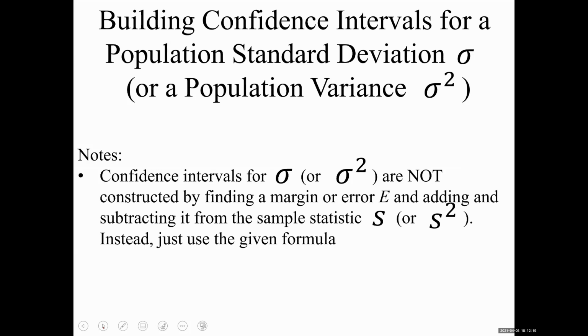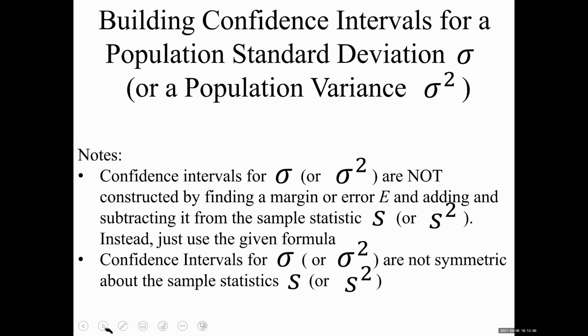Okay, and then I already mentioned this, but let me read it again. It says confidence intervals for sigma are not constructed by finding a margin of error and adding and subtracting it from S. There's no margin of error. So you don't take S and add and subtract the margin of error. Instead, you just use the formula. So it's even a little bit easier.